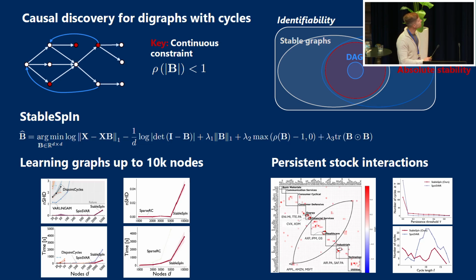A key takeaway of this work is the continuous constraint for absolute stability that we proposed, which guarantees identifiability. Of course, it's not necessary, but only sufficient for identifiability. Given this constraint, we formulate stable spin, our continuous optimization objective, that gives us a scalable methodology that can learn graphs up to 10,000 nodes and learn some interesting patterns in the stock market. Thank you.